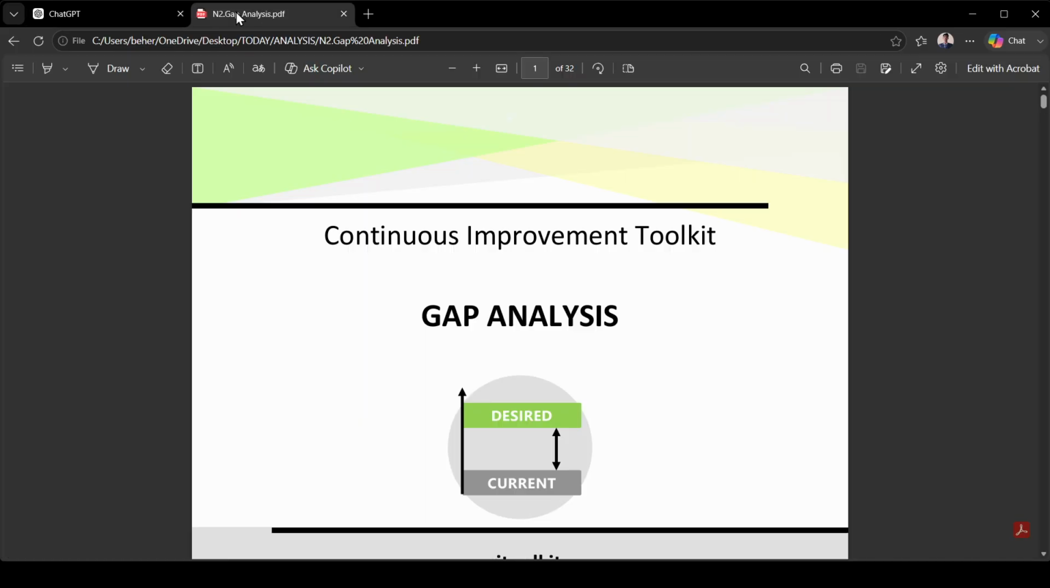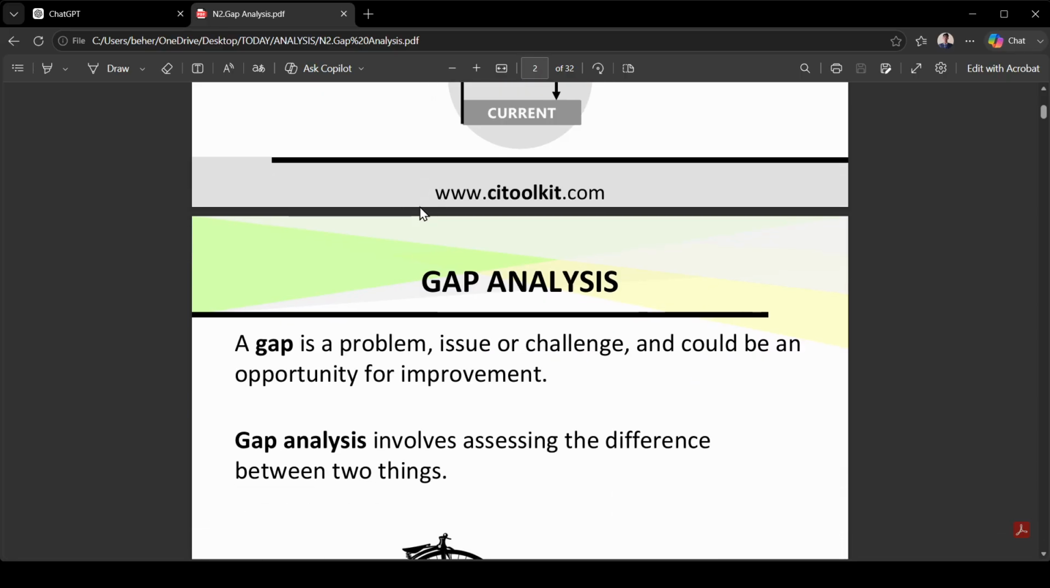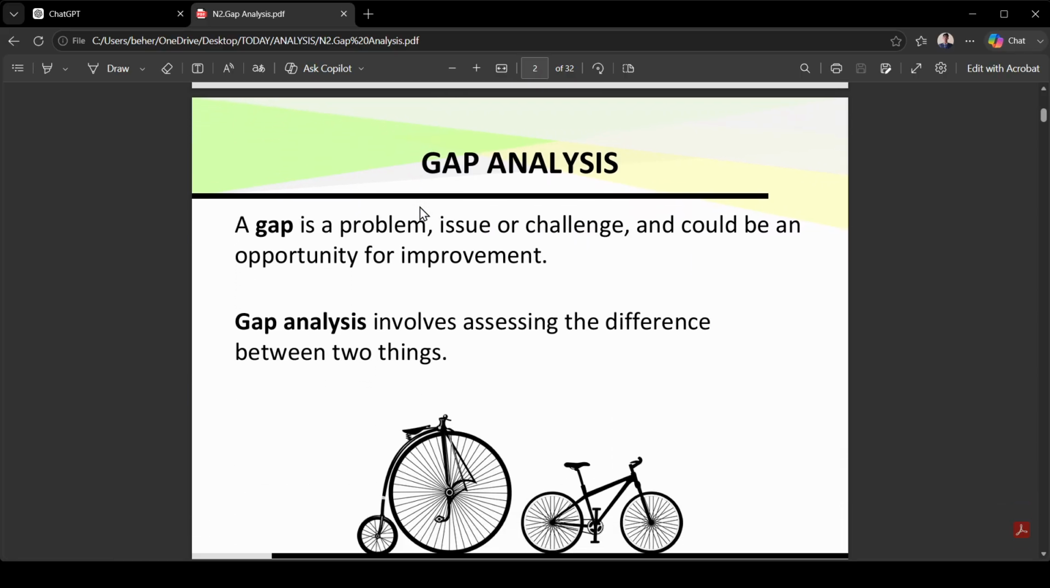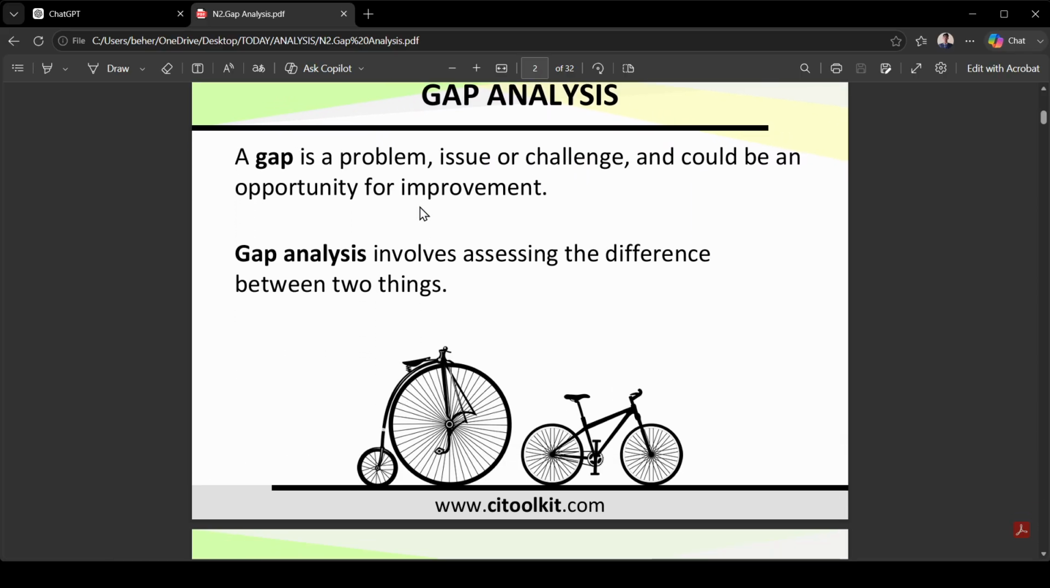So this is my part 2 video. In the part 1 video I explained all the topics of gap analysis. You can just read about the desired and current state, which I have already explained. What is the gap, the current state, and what is gap analysis. So you can understand this.